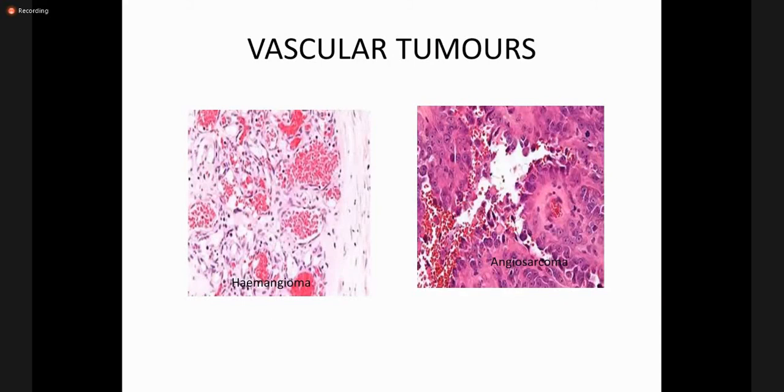Then vascular tumors of the bone. This one is the hemangioma, the benign counterpart of the vascular tumor, and this one is the angiosarcoma, the malignant vascular tumor. First we go through the benign counterpart, which is the hemangioma. It's the most common vascular tumor of bone, and usually they occur between the ages of 20 and 50 years. No gender preference. Basically these are vascular malformations, not true neoplasms.